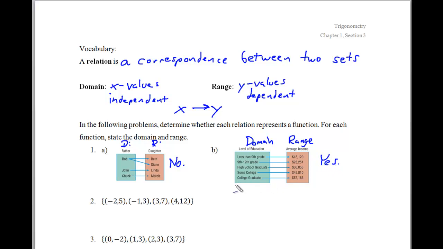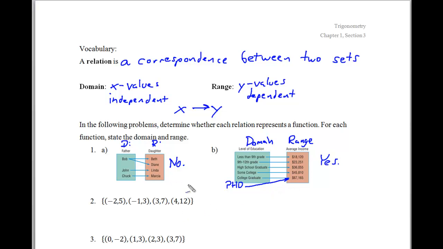If there was a situation, like let's say there was some post-college graduate, maybe PhD, and let's say PhD also went to the same average income, this would still be a function because there's still one arrow coming from PhD. You wouldn't have PhD branching to 2 to 3 different average incomes since this was tabulated using the average formula. But again, I just made this up. In reality, the level of education would actually increase the average income here. But I just wanted to show you that you can have multiple arrows going to the same range, but you cannot have the domain going to multiple ranges.